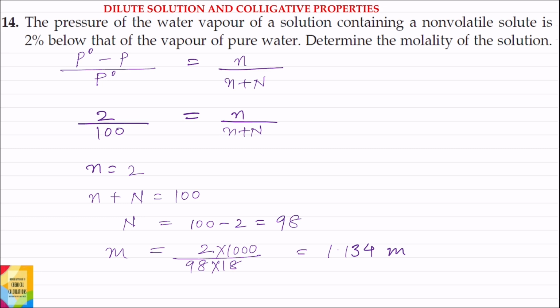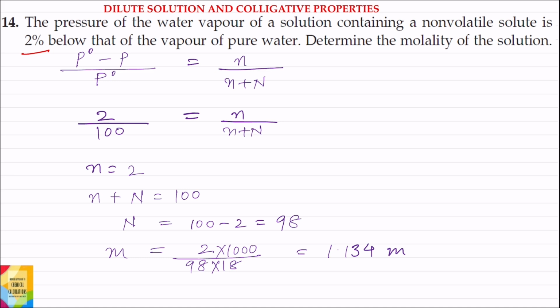Question 14. The pressure of the water vapor of a solution containing a non-volatile solute is 2% below that of the vapor of pure water. Determine the molality of the solution. Now percentage decrease in the vapor pressure is given as 2%. Now how to find out the percentage decrease in vapor pressure?